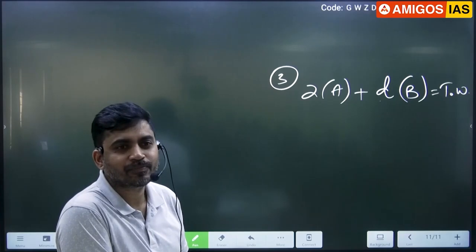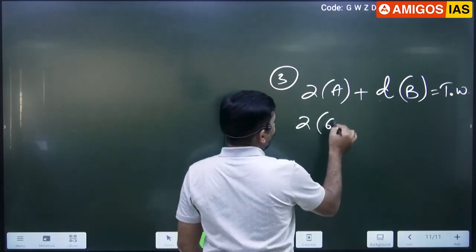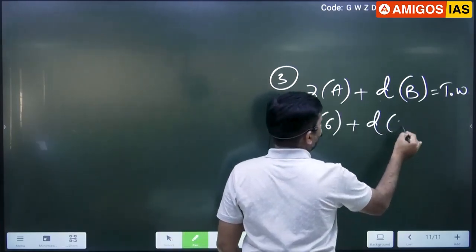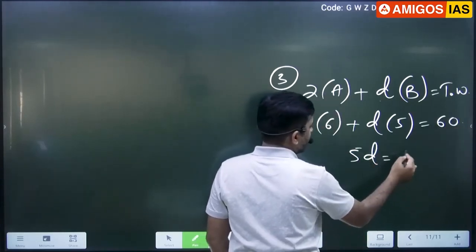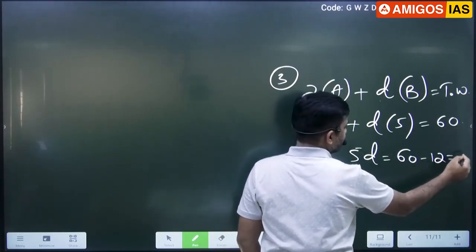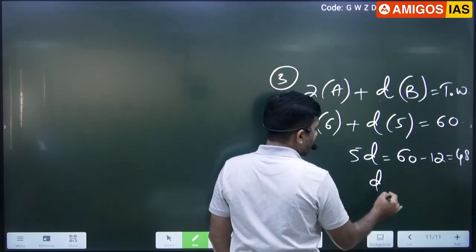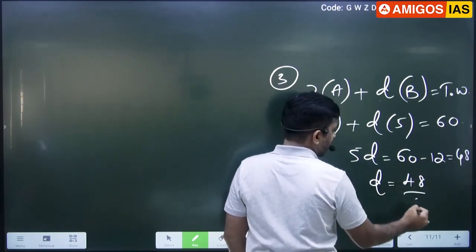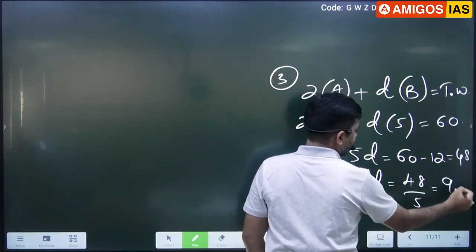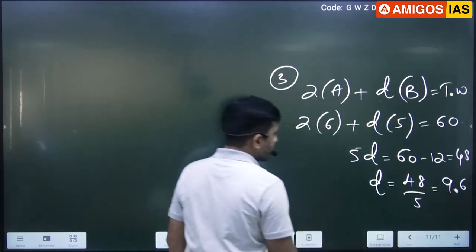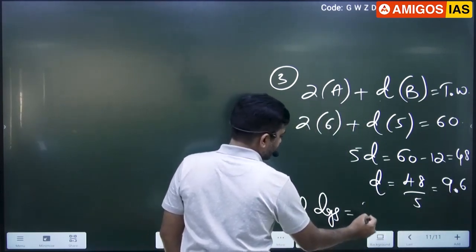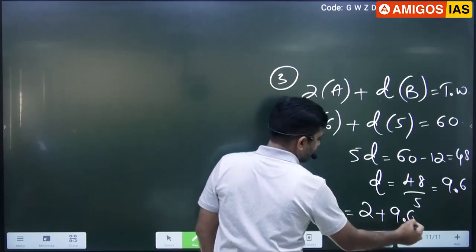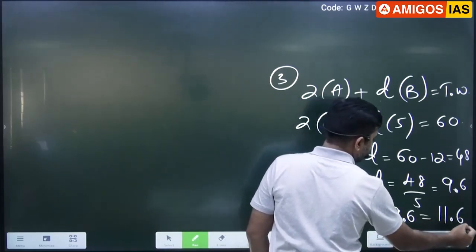11.6. 2 6s are 12. D into 5 is equal to 60. So 5D is equal to 60 minus 12, it is 48. What is D then? 48 by 5. It is 9.6 days. So question is total days. Don't forget first 2 also. Final answer is 11.6 days.